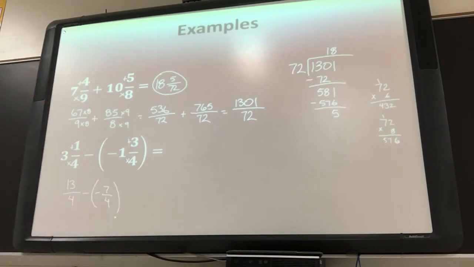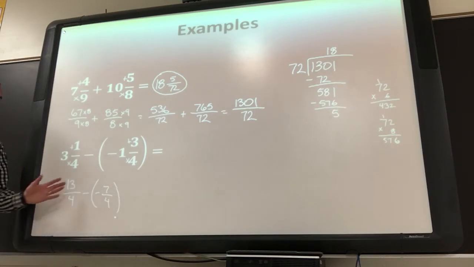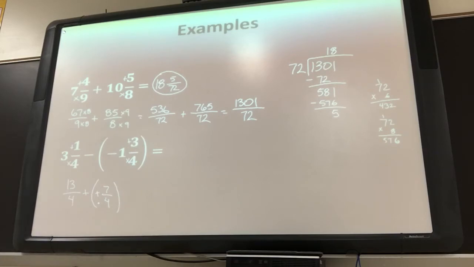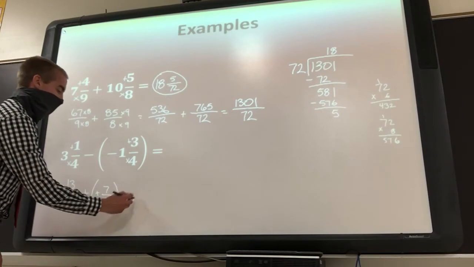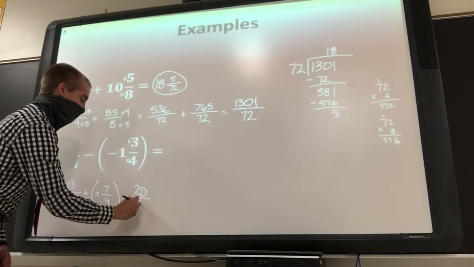Now that we got our improper fraction, the next step would be to get a common denominator. Do we need to get a common denominator here? No, because they're both already 4. So skip that step. Now let's change our subtraction sign to addition, change our negative 7/4 to a positive 7/4. So really, we're just going to add 13 plus 7 to get 20 over 4.